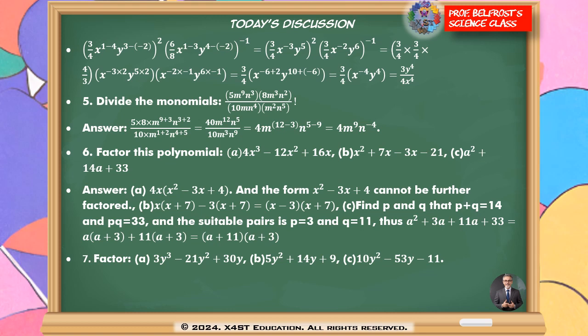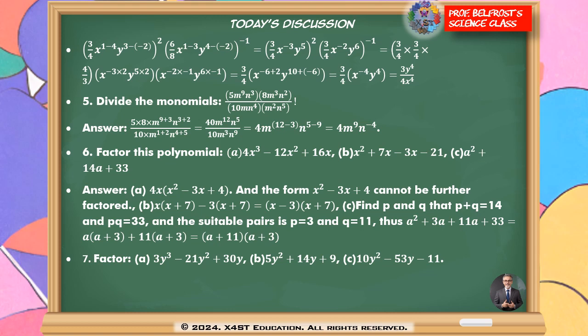Okay, number 5, divide the monomials. Actually, it's very easy. It's like number 4. For the multiplication of exponents with the same base, m with m and n with n, you just add them. With different ones, you just subtract. You can get the result 4 times m raised to the power of 9 and n raised to the power of minus 4. Number 6, factor these polynomials.